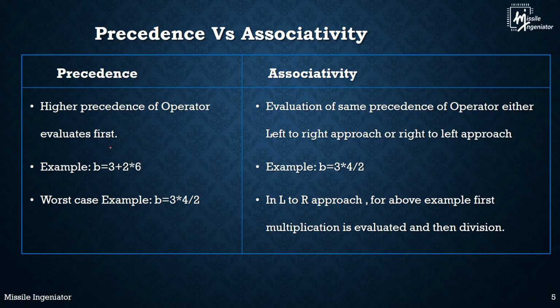Here for precedence, as I mentioned in the earlier case, we perform the operation based upon the higher precedence. So how do we perform this example? At first we multiply 2 into 6, so the value is now 12. Then we perform 3 plus 12, the value is 15. Now we assign the value, so it is 15. This is how we perform the operations.